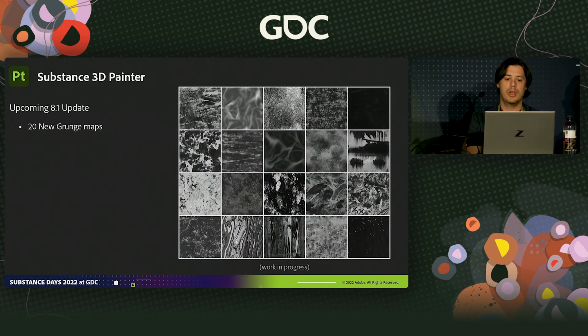Also in 8.1, we're adding a host of new grunge maps. Back in the 7.4 release, that was in November, we added 11 maps. And those maps came from Emil Sligers. Again, I've got to give a shout out to this guy. Emil, he's a great artist. He's created a series of these grunge maps that we're going to be supporting and adding into Substance Painter. So now we're continuing that collaboration with Emil, and we're adding 20 new grunge maps from his collection.